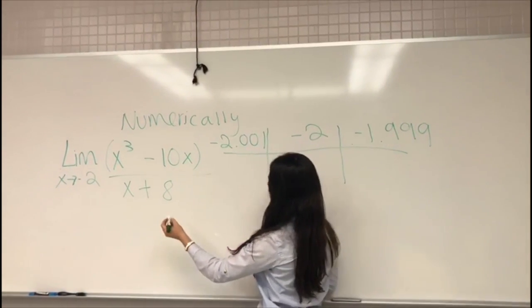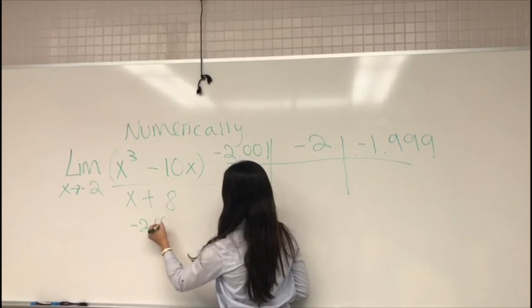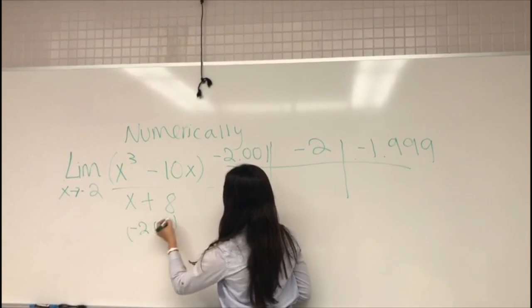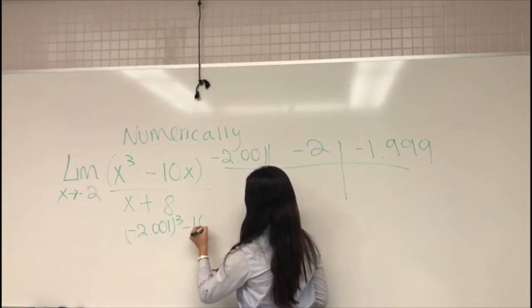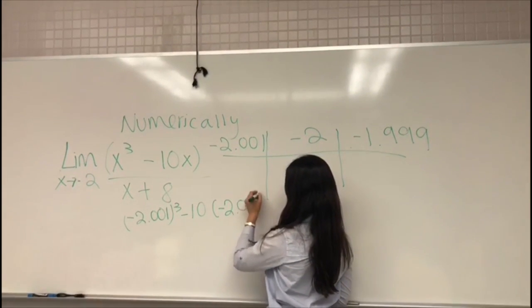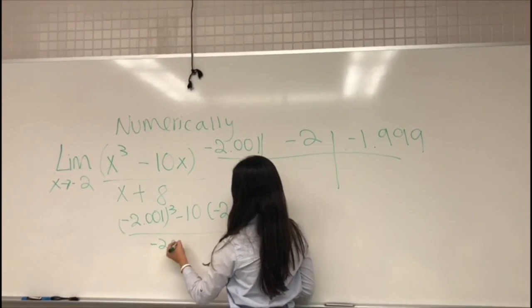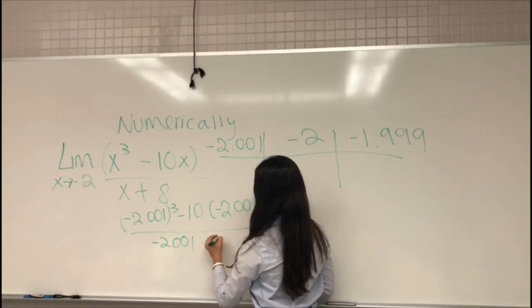So we're going to plug in -2.001 cubed minus 10 times -2.001 divided by -2.001 plus 8.